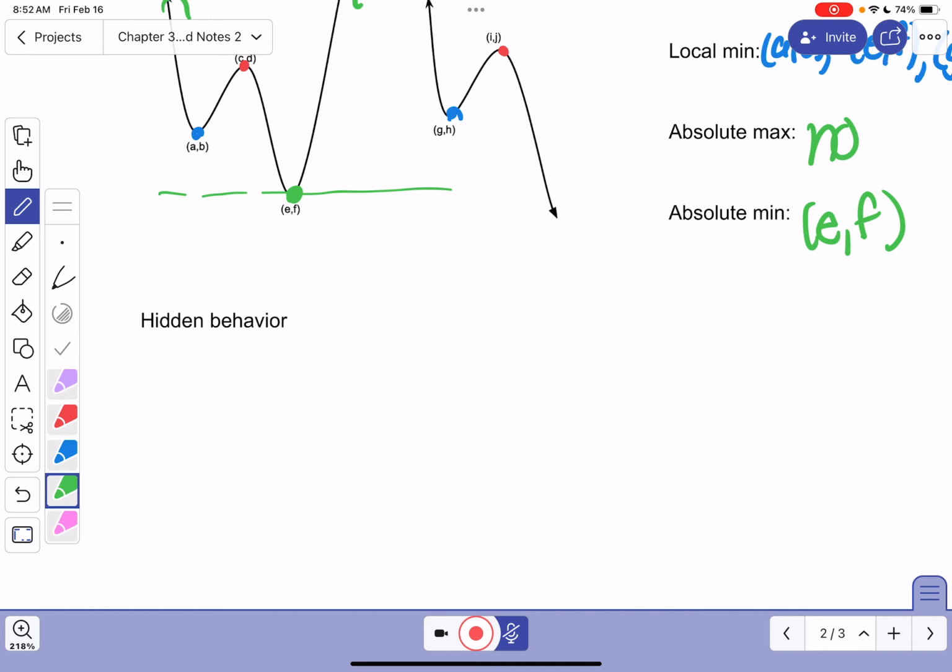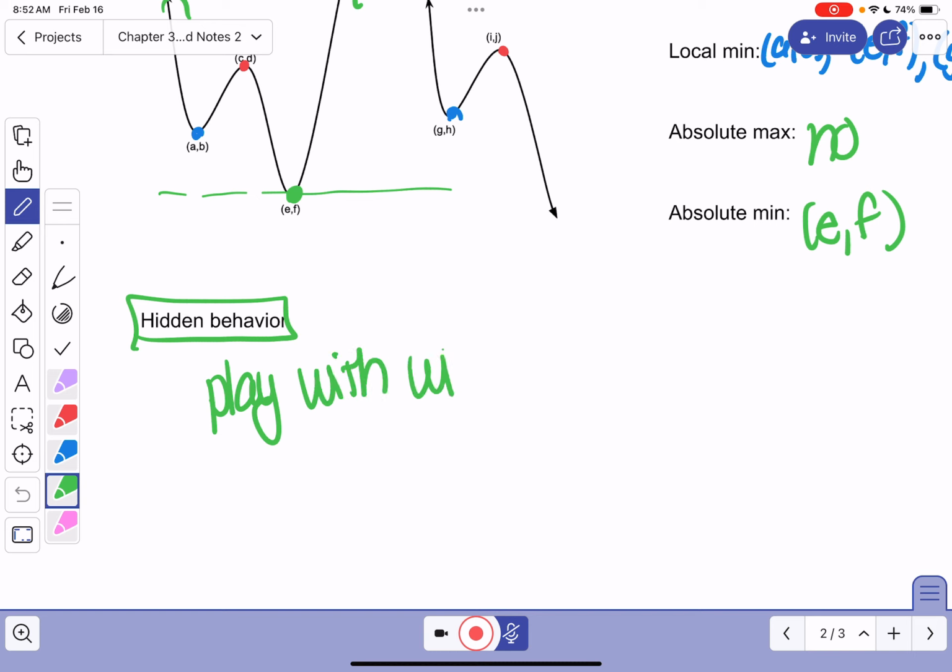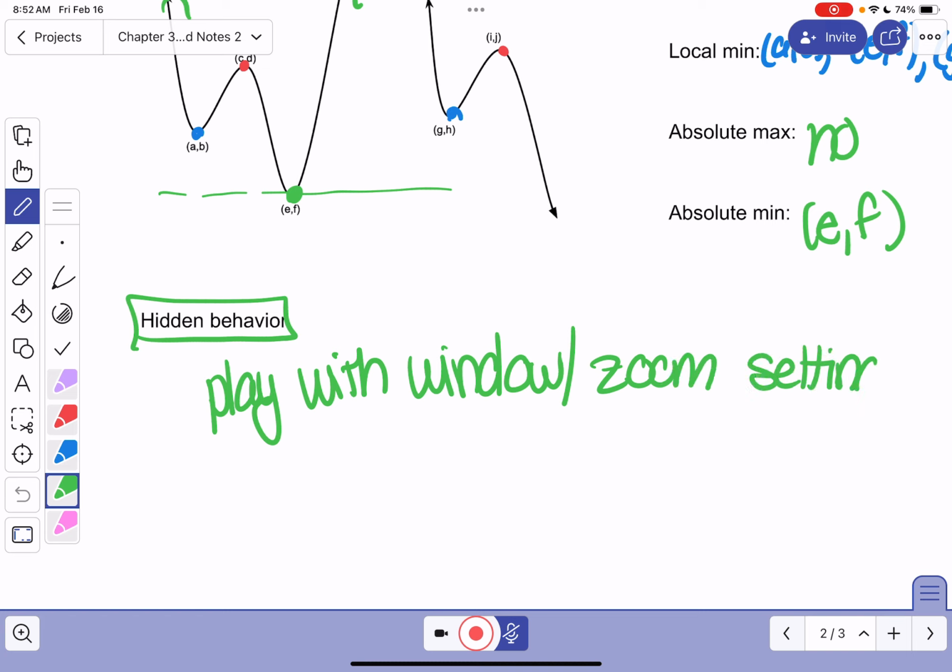Hidden behavior is any behavior that you can't see based on the window of your graph. So you want to play with the window settings or your zoom settings to make sure you see any hidden behavior.